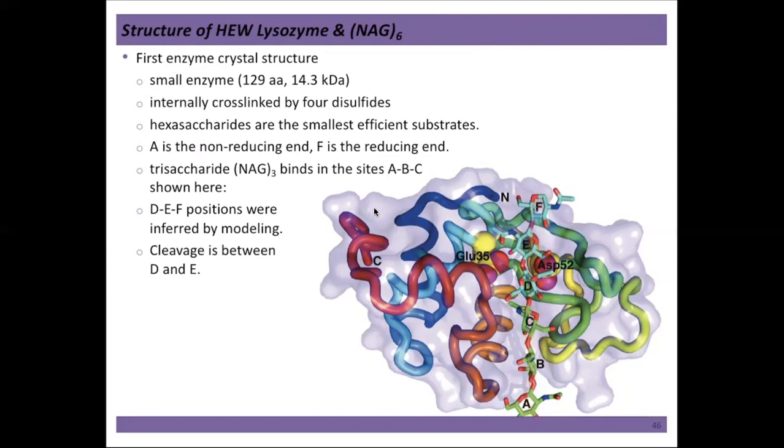Now, to get this structure, they didn't want it turning over, so they bound this NAG3, N-acetylglucosamine. That is bound in this ABC site, so it was crystallized with that bound. And then D, E, and F were inferred by modeling. The cleavage site is actually at this part here. To get this crystal structure, they found out that this little fragment will bind, that would help stabilize it, allow them to get a crystal structure, and then they modeled in these additional residues.